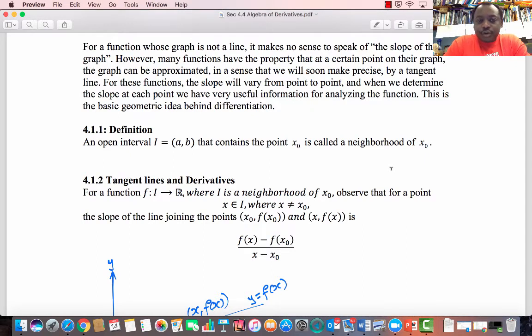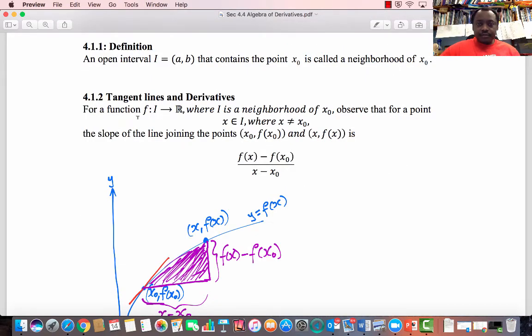Subsection 4.1.2, tangent lines and derivatives. For a function f from the interval I to the set of real numbers R, where I is a neighborhood of x0, observe that for a point x in I where x is different from x0, the slope of the line joining the points (x0, f of x0) and (x, f of x) is given by f of x minus f of x0 divided by x minus x0.